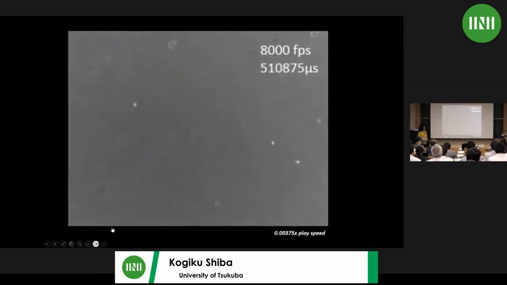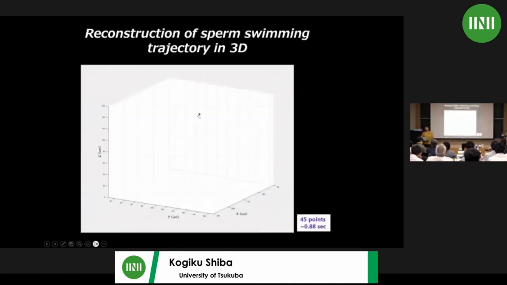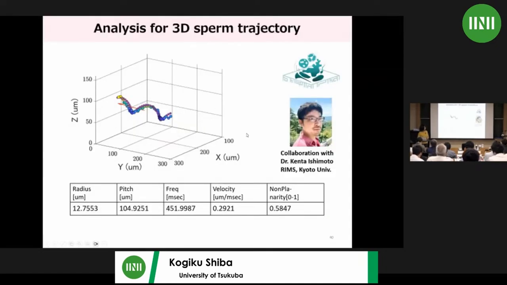And here is a scan of the sperm movement in the 3D dimension. I marked it with a red label. You can see this sperm here, and next here, and next here. Then we reconstructed the trajectory of the sperm head. You can see the sperm trajectory is helical in 3D. To analyze this helical trajectory, we also collaborated with a member of our project, Dr. Kenta Ishimoto from RIMS at Kyoto University. It's very difficult to analyze and understand the sperm trajectory in 3D with such a helical trajectory.